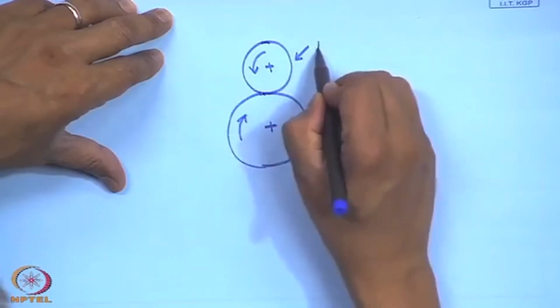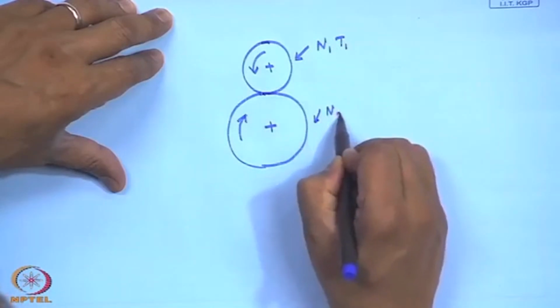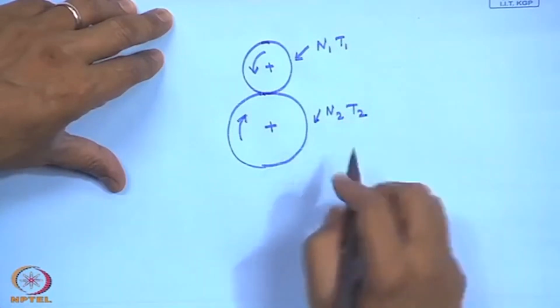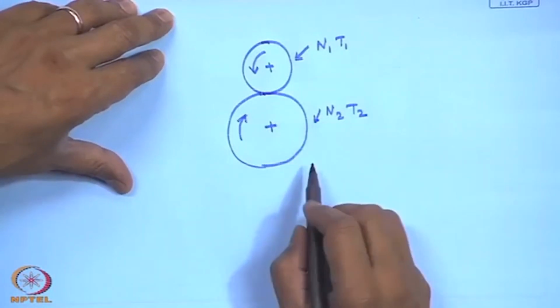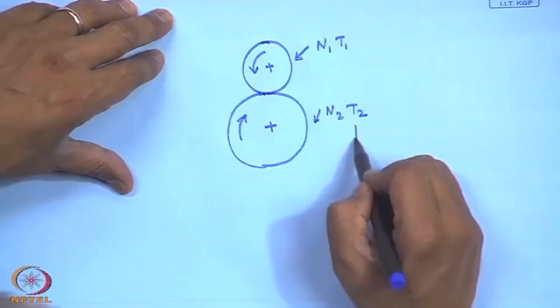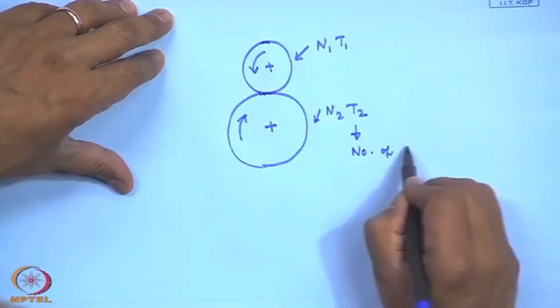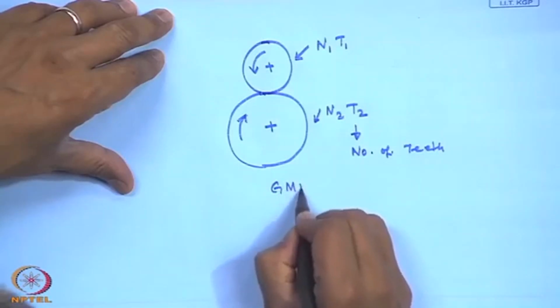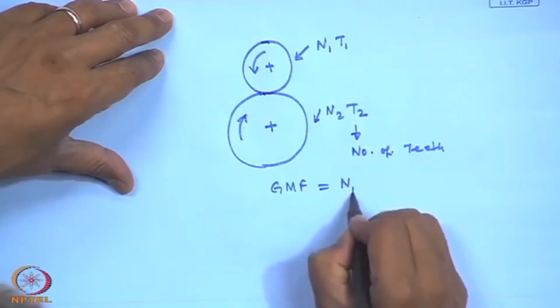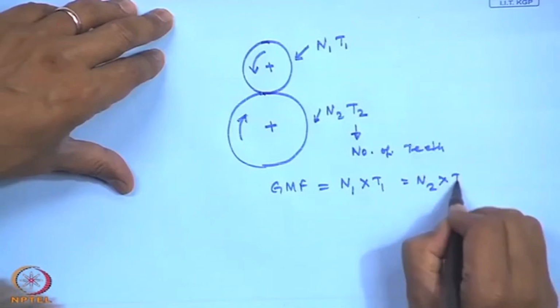This is N1, T1, N2, T2. Now, the torque which is being carried, of course, this is the number of teeth, not the torque here. So, GMF is equal to either N1 times T1, or which is also equal to N2 times T2.